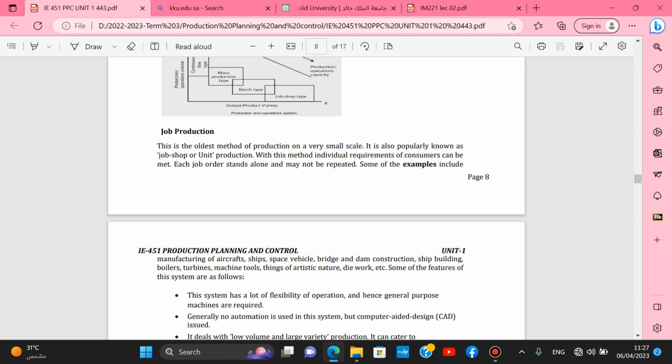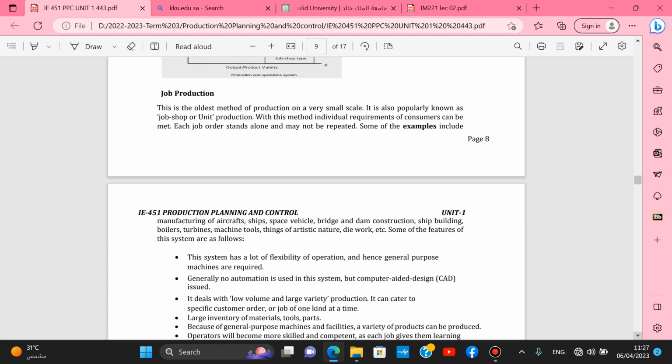So it is also popularly known as job or unit production. With this method, individual requirements of consumers can be met. It is a job that stands alone and may not be repeated. Okay, so we can say that in the job production, small amounts of a variety of products are produced. Okay, and each item has their own processing route and takes different paths.